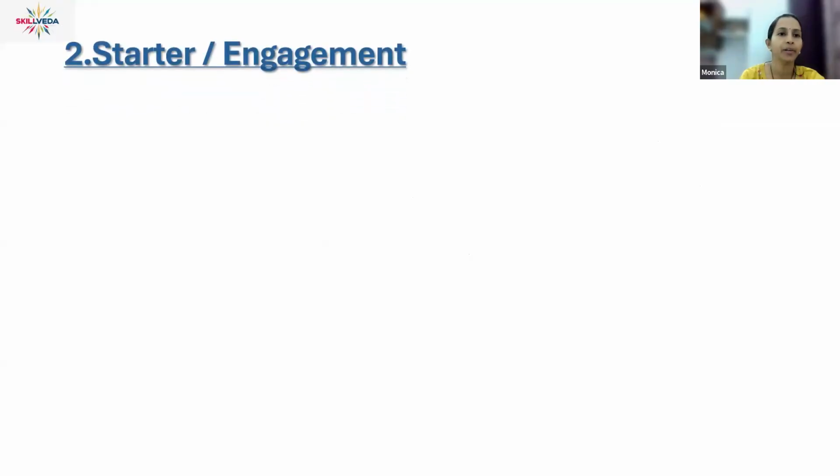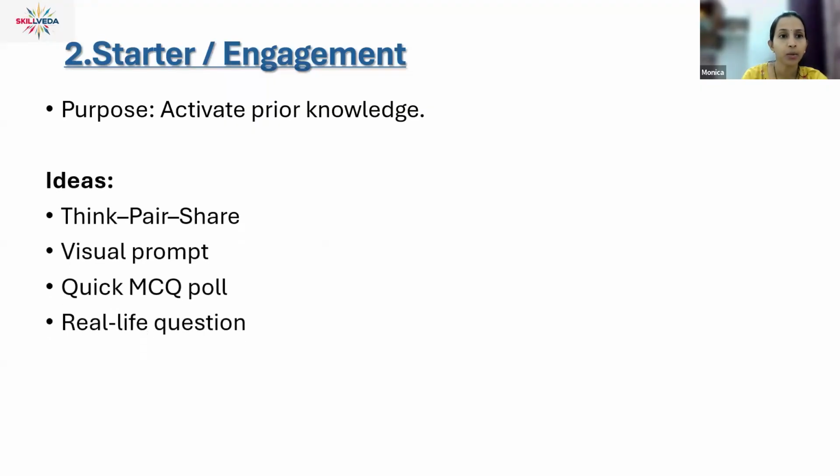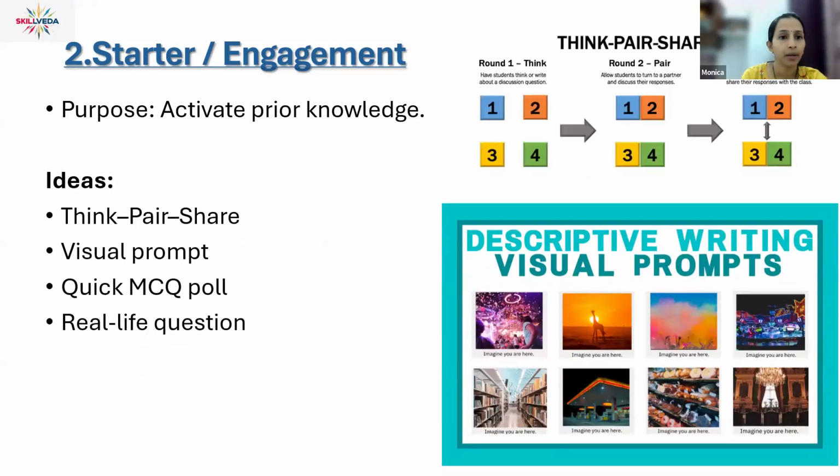Okay. Now, starter or engagement activity. This is only a 5-minute session during a lesson, but it plays a very crucial role. So the purpose is to activate the prior knowledge. Okay. So we can give some kind of starter activities like think, pair, share, and visual prompts, or a quick MCQ poll where the children can vote, and also some real life questions, some application based questions you can give. Even some teachers use videos. Using those videos, they check the previous knowledge of the students.